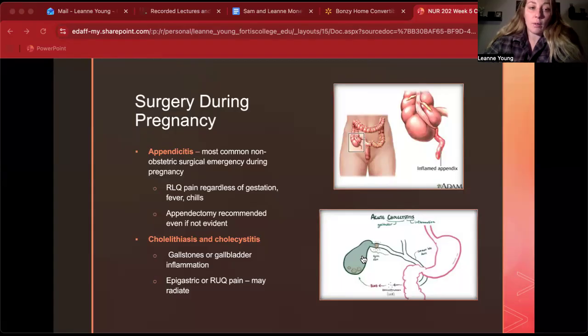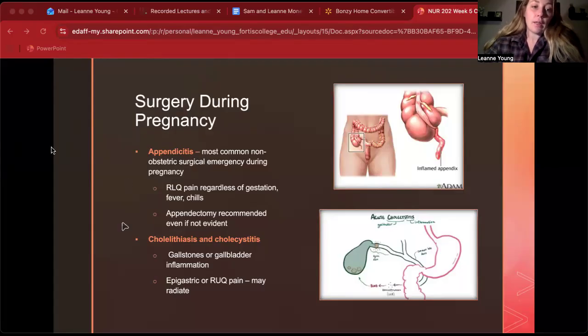That is that right lower quadrant pain, regardless of gestation, fever, chills, signs of infection. An appendectomy is recommended even if it's not evident. So even if they slightly suspect that the appendix is inflamed, we need to do an appendectomy because if it ruptures, that puts the mom at risk for bleeds, for hemorrhaging, for being septic, which are way bigger of a deal than having this surgery done.